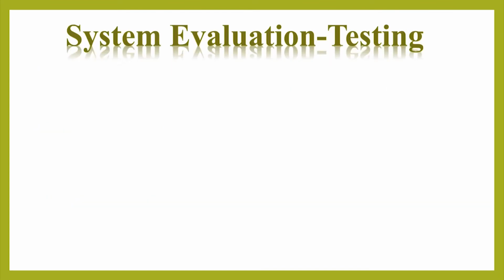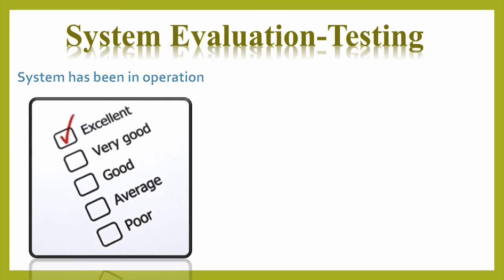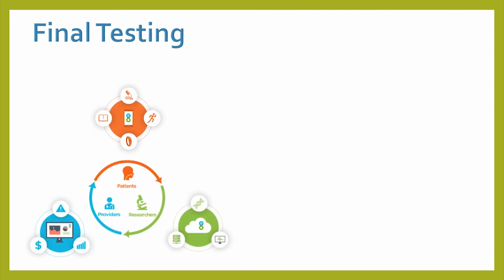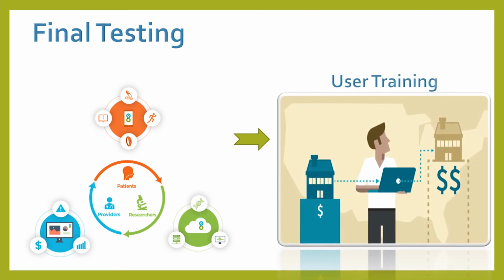System evaluation or system testing is the next phase, and once the system has been in operation for a reasonable period, it is evaluated and a plan for its improvement is drawn up. In this, the final testing is done by giving the original data. During the final testing, user acceptance is tested, followed by user training.